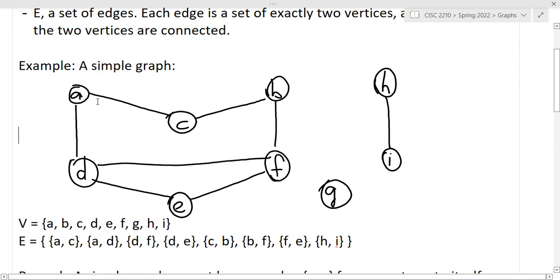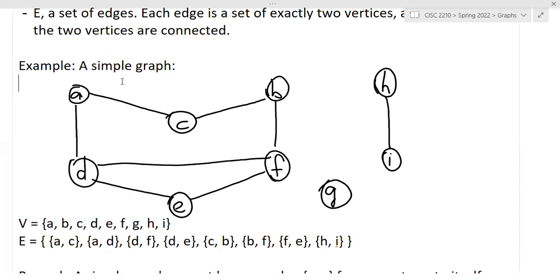But the connection is not directional. It's not like you can go from A to C, but not the other way around, or you can go from C to A, but not the other way around. It's like a two-way street. So this is at least how it works in a simple graph. We'll see a different type of graph later on where there are arrows, but for now, we're not dealing with that.